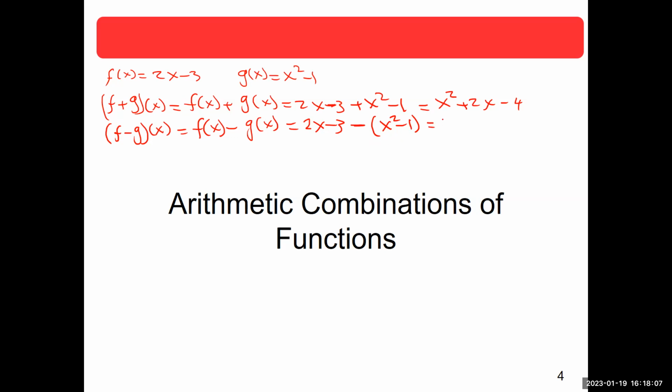This is equal to 2x minus 3 minus x squared plus 1, because negative times negative 1 is positive 1. Most students, when they put it like this, negative x squared, negative 1, forget that this negative needs to flip the sign of this one. So always use parentheses. Now I can combine. Rearrange, that's going to be negative x squared plus 2x, negative 3 and 1 is negative 2.